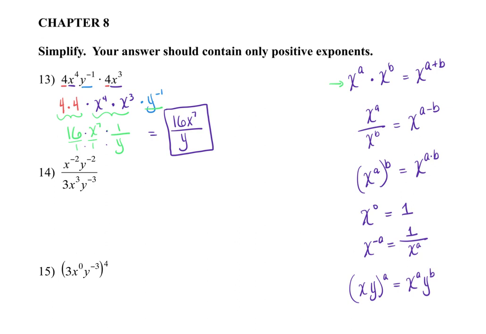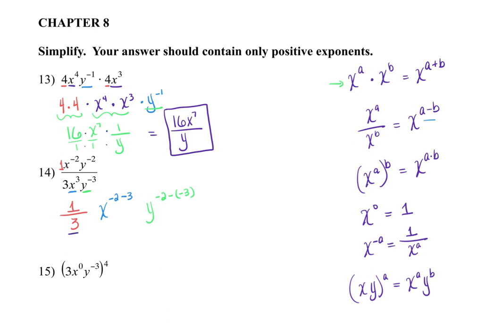Let's look at the next one. If I do not have a coefficient, remember it's a 1. So I'm going to just do the division of my numbers. 1 over 3, well, that really cannot divide. And so we're just going to leave that as 1/3. Let's look at our x's. We have x to the negative 2. And since we're dividing, we are subtracting. So negative 2 minus 3. And then for my y's, I have y to the negative 2 minus a negative 3.